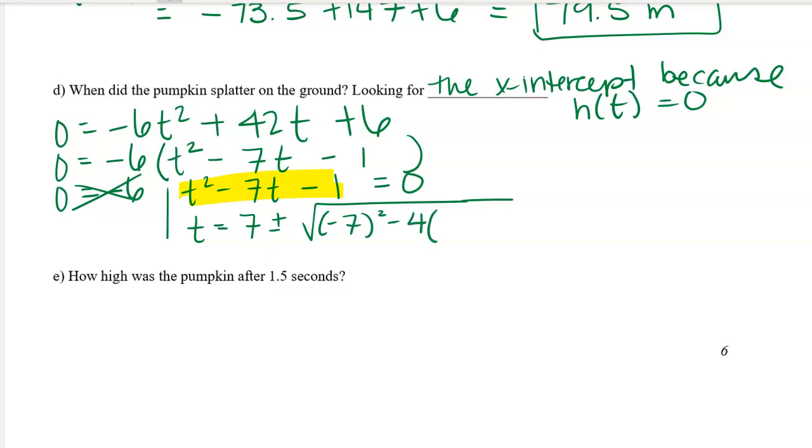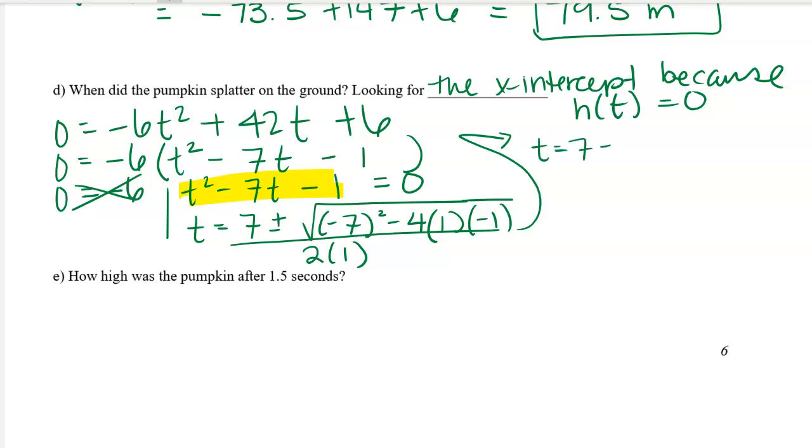What's A in our equation right now? 4 times A times C. What's A? 1. What's C? -1, all over 2 times 1. Perfect. Okay, I need more room, so it's going to go over here. t equals 7 plus or minus. Here we go. What is the quantity? -7 squared.